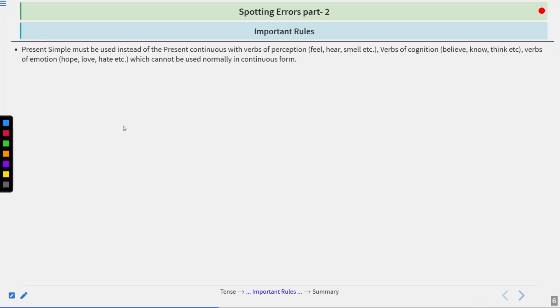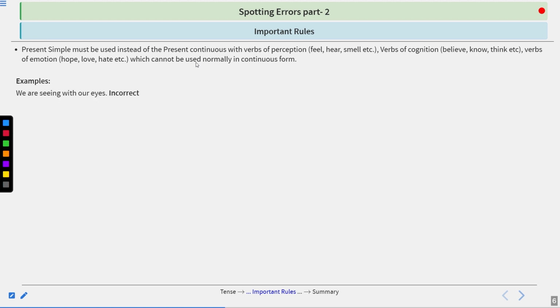Important rules. Present simple must be used instead of the present continuous with verbs of perception, feel, hear, smell, etc. There are certain verbs which are verbs of perception like feel, hear, smell, taste, see, and verbs of cognition like believe, know, think, understand, remember, etc. Verbs of emotion like hope, love, hate, adore, cannot normally be used in continuous form, as these are state verbs.